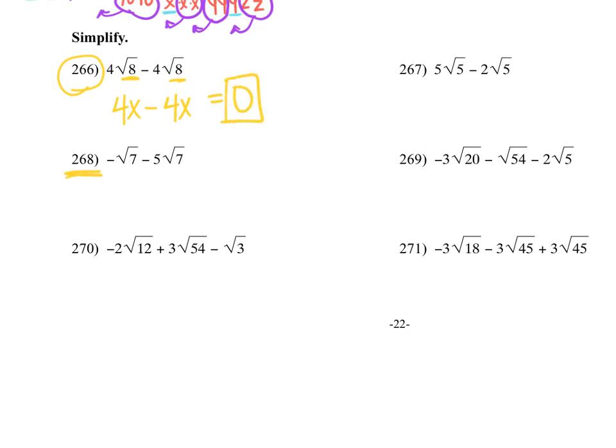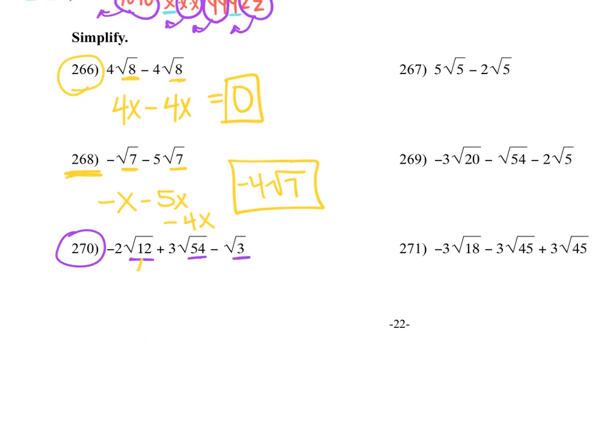And if we do 268, it'd be the same thing. So I have square root of 7 and square root of 7. So it's kind of like saying negative x minus 5x, which is negative 4x. So my answer is going to be negative 4 square root of 7. So treat your square roots as a variable. But people have difficulty with problems like 270 because, oh my gosh, the square roots are not the same. So what we want to do is make sure that they are the same.